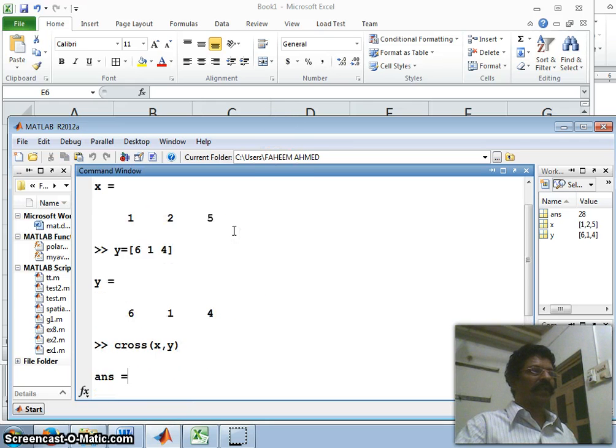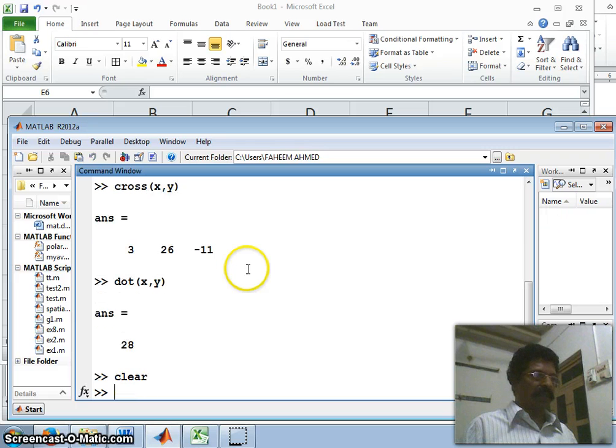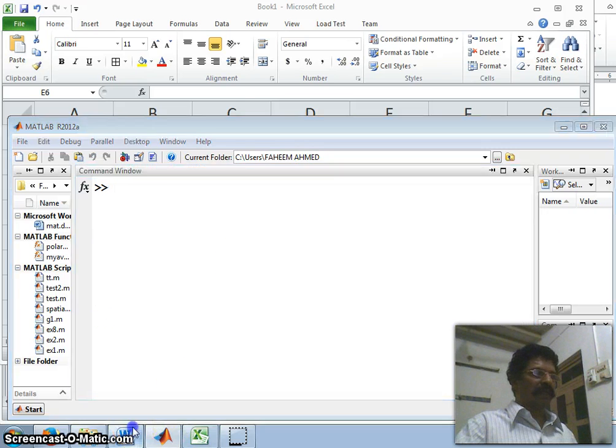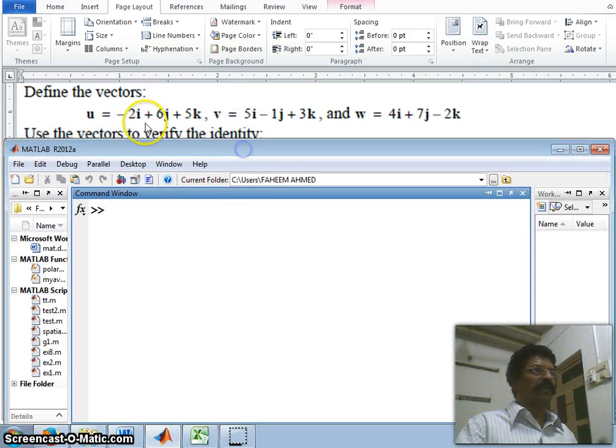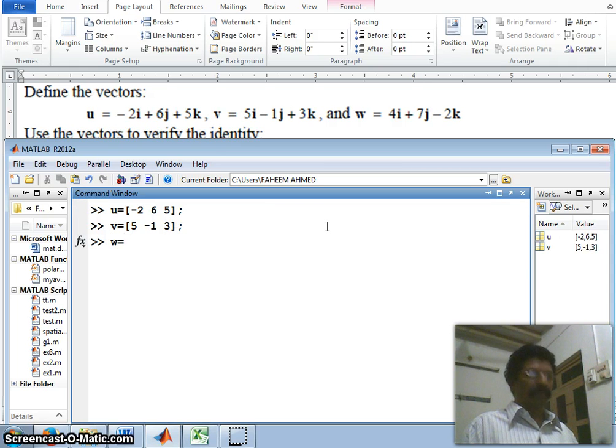Right, with this knowledge of cross product and dot product, let us do that problem. Now here in the question, what is given? It is given that u, v, w are vectors. Therefore, I take u as a vector with coefficients minus 2, 6 and 5. Then v is a vector with 5, minus 1 and 3. Then w is a vector with 4, 7 and minus 2. Right, three vectors we have taken.